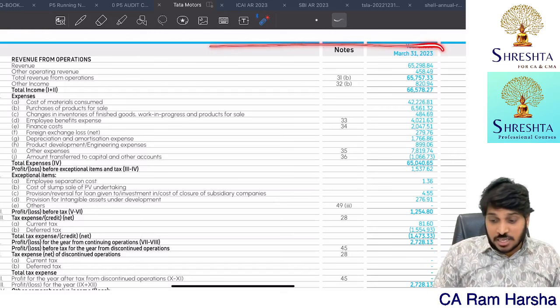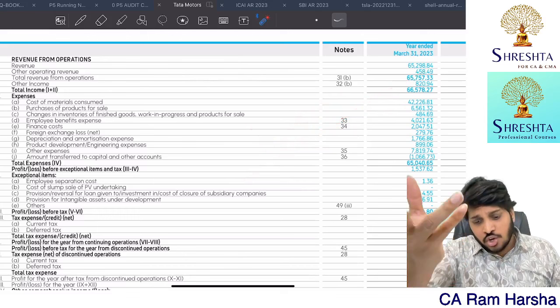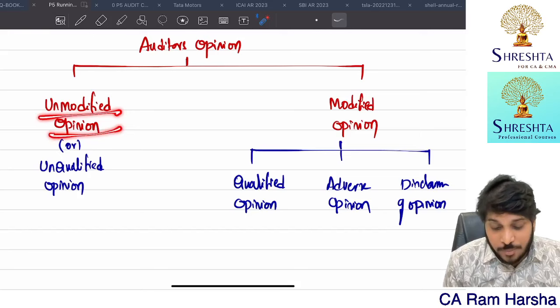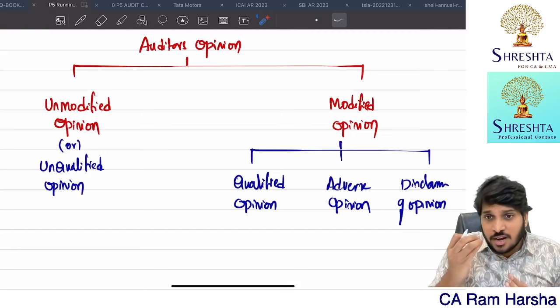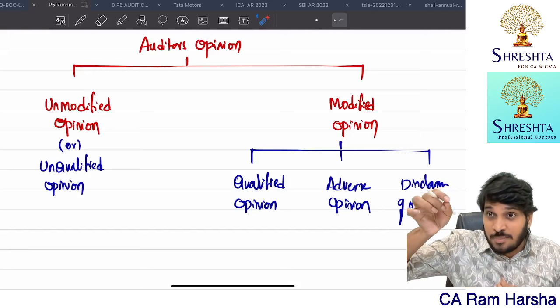Whatever the board of directors prepared, as it is, can be issued to the public. As it is, it can be issued to the shareholders. No need of modification. Okay, you also give an opinion without any modification. You give an unmodified opinion. I hope now you understood why we have used the word unmodified opinion. Unmodified opinion means I am giving an opinion on the financial statements of the company, where the financial statements, the profit and loss account especially in our example, doesn't require any modification. It can be issued as it is.